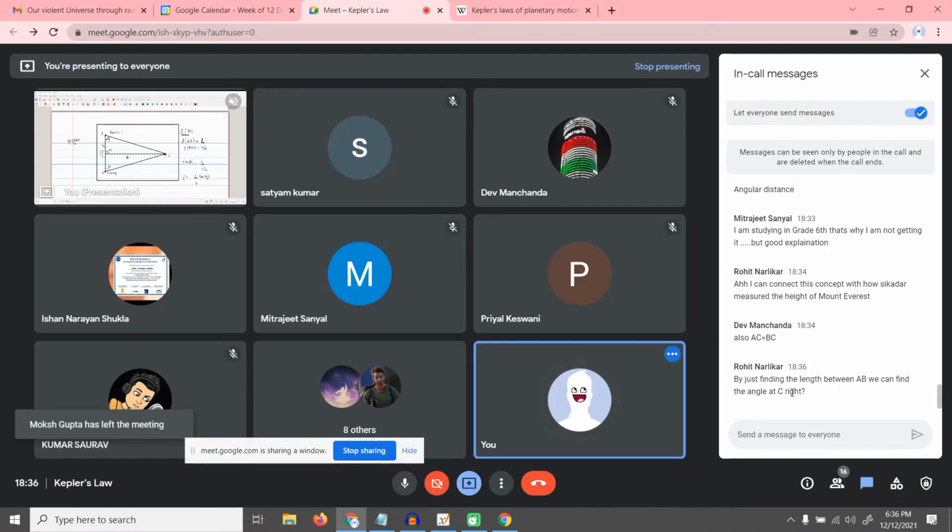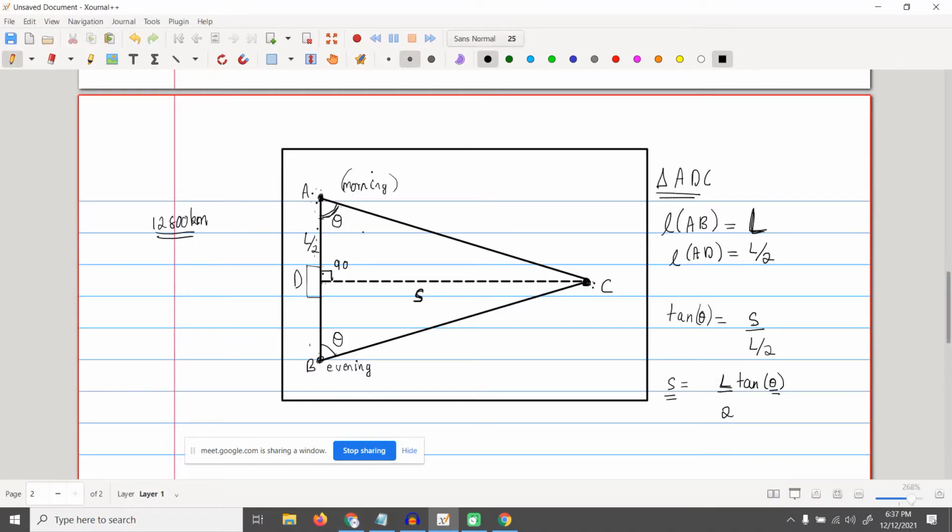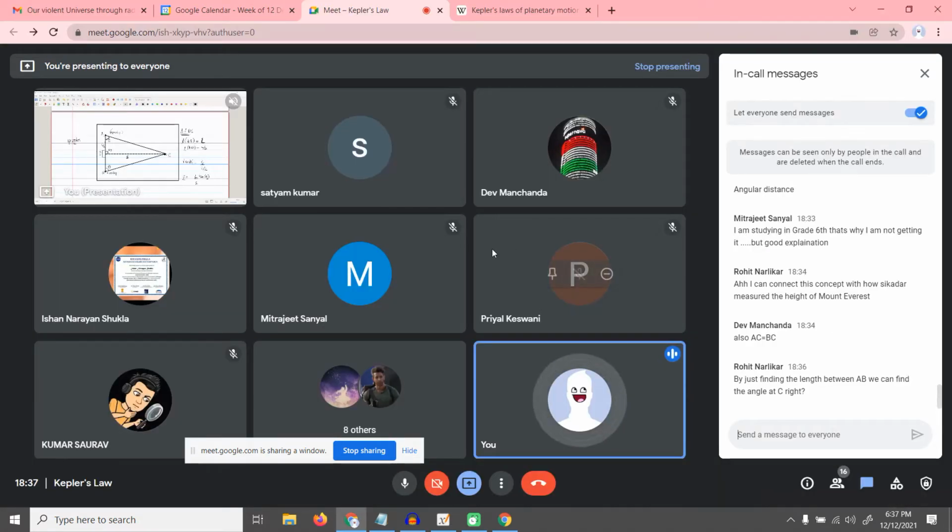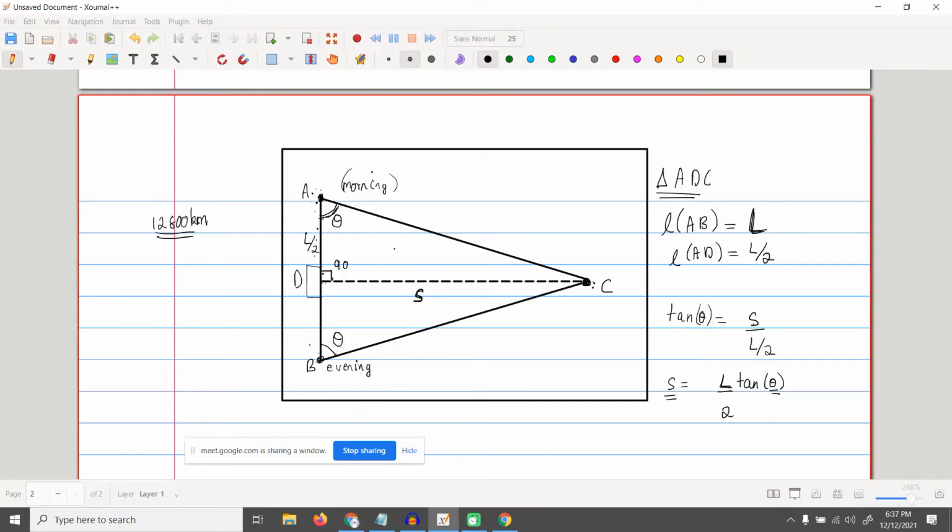All right. Just by finding the length between A and B, we can find the angle at C, right? Yes, you can. So just by finding the angle and the length of AB, you can find the distance to C. There are multiple variations of the parallax method, but all of them use the same principle: by finding out one angle of the triangle, you can find out how far the distance of C is.